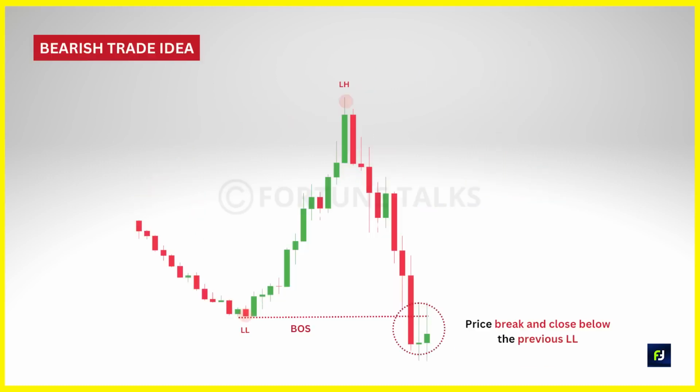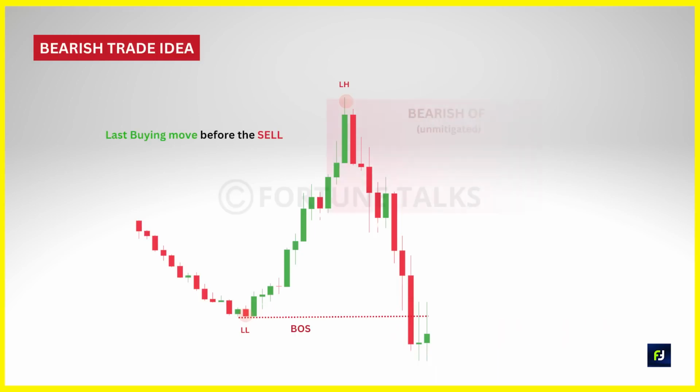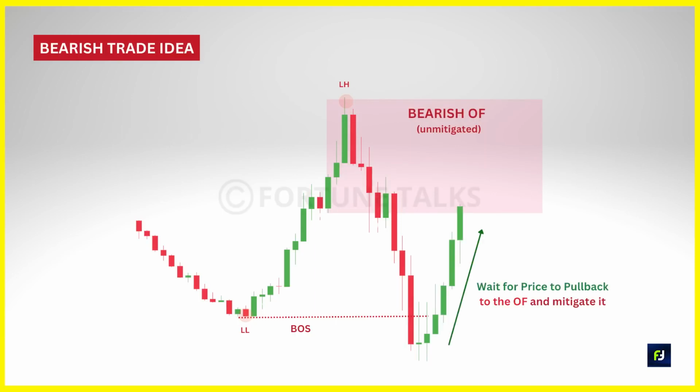In a similar manner, we can discuss the scenario for a bearish market structure. As you can see, the price has formed a bearish breakout structure when it broke below the previous major swing low level. We can mark the unmitigated order flow zone here. Then, we will have to wait for a valid pullback to happen.